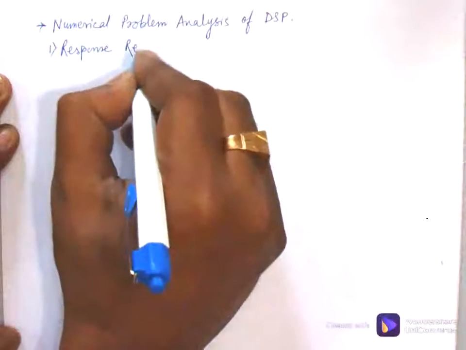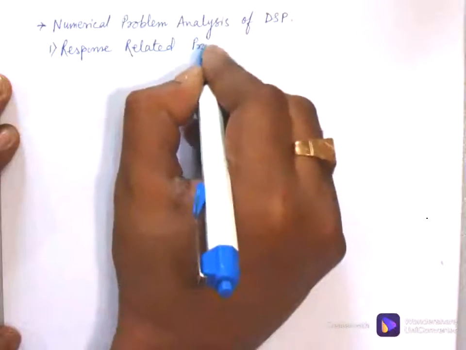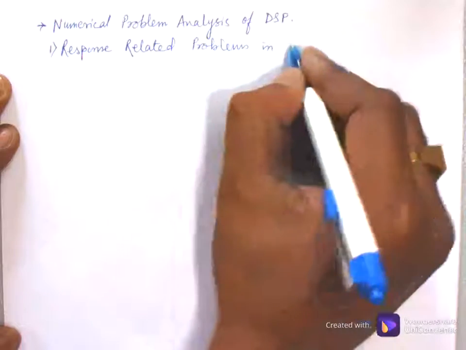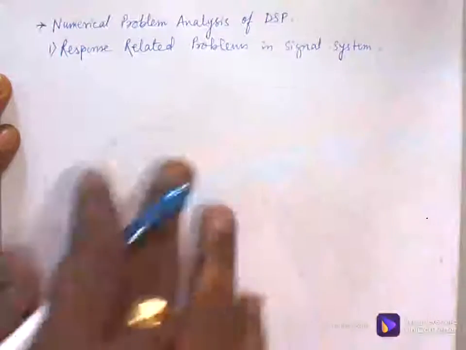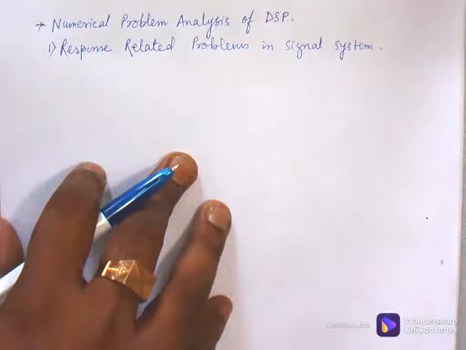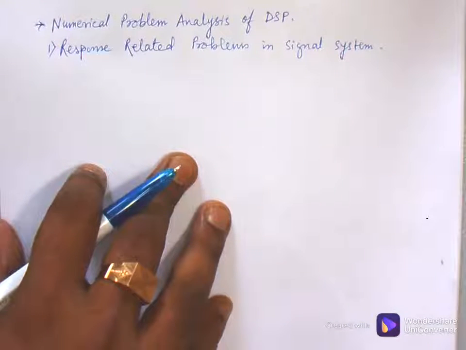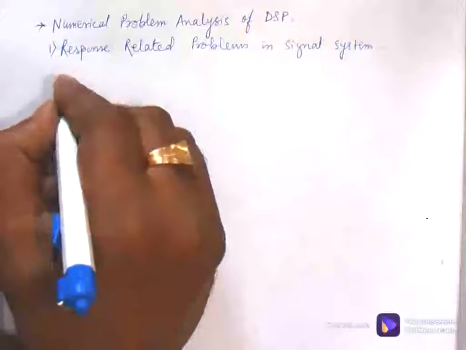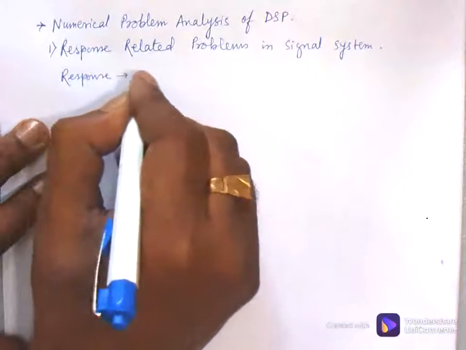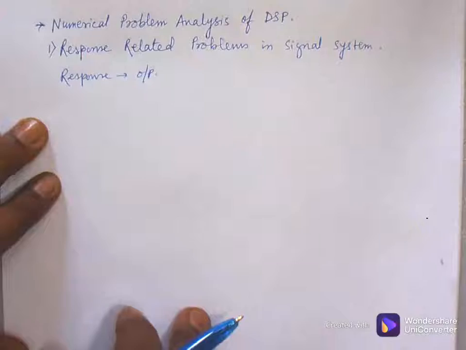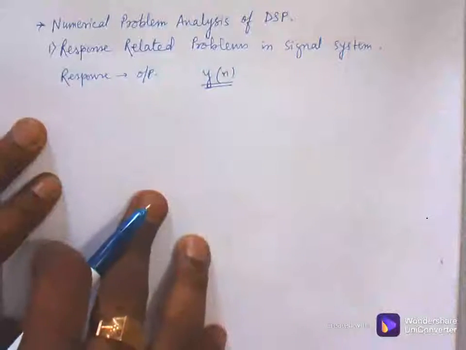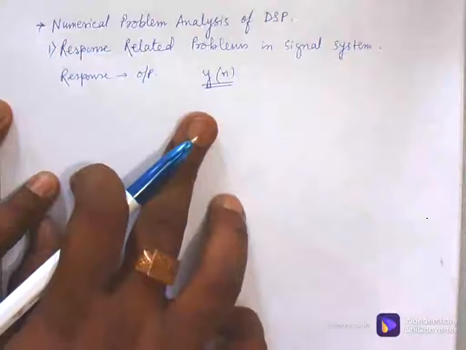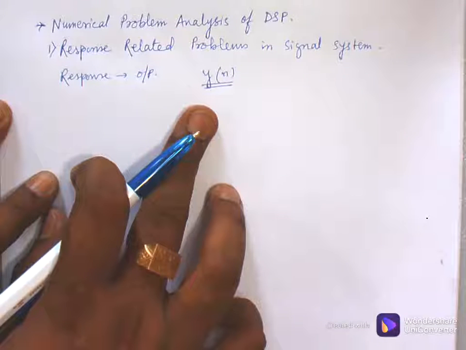Response related problems in signal system. So response related problems means the equation will be given in the question paper and you have to find out the response. Response means the output, and in general we find the output in the form of y of n, or any other functional representation, but the conventional way to represent the output is y of n.